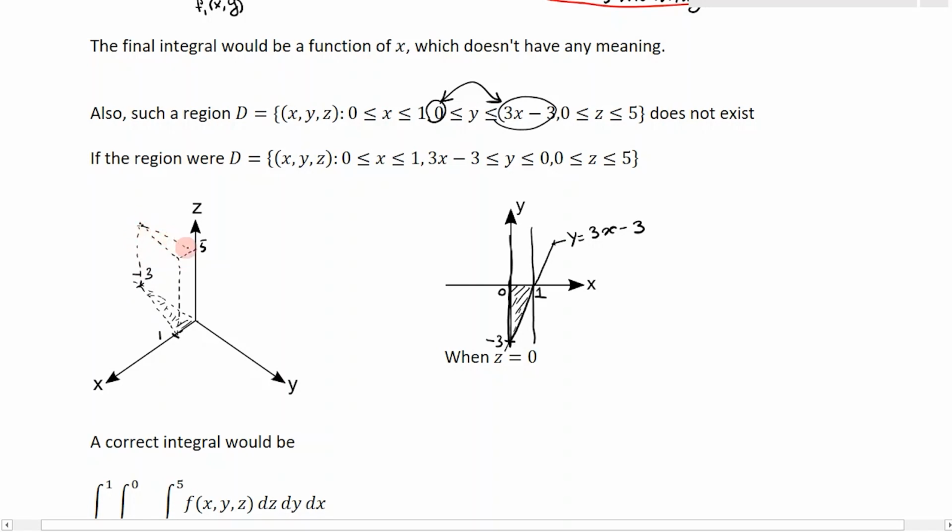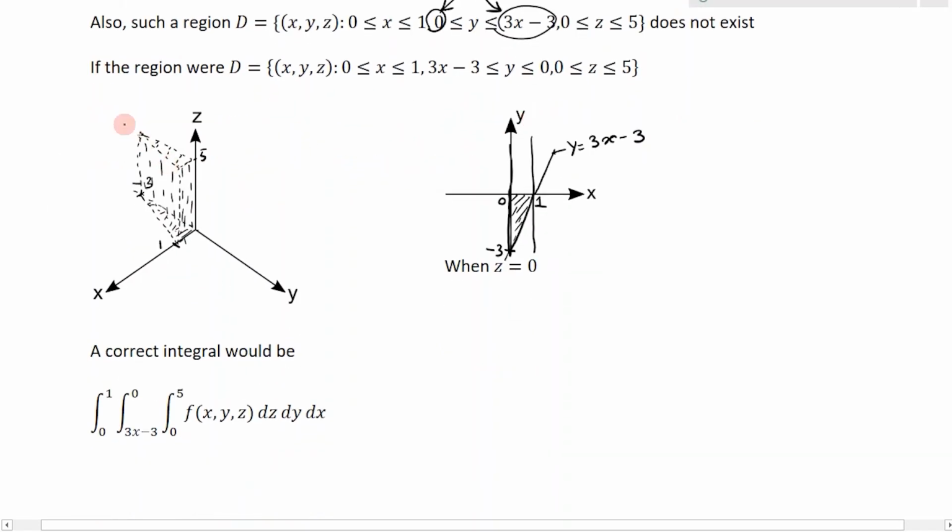And now if you want to write the correct integral, what you'll need to do is keep the bounds that we had. You don't have to redefine them. But what you need to do is, let me actually highlight this so you can see it better. Okay, so this is how it's going to look.